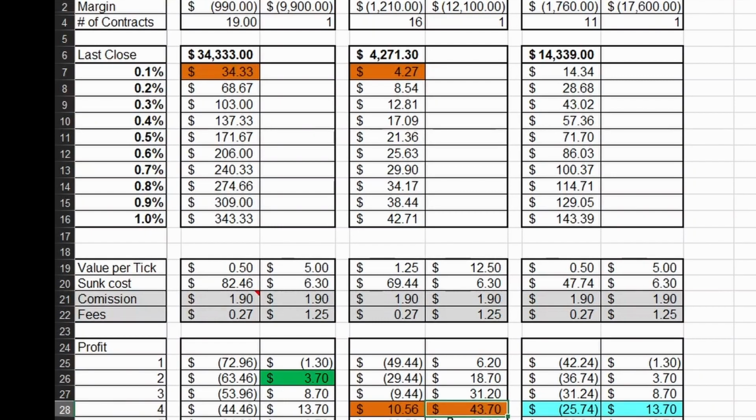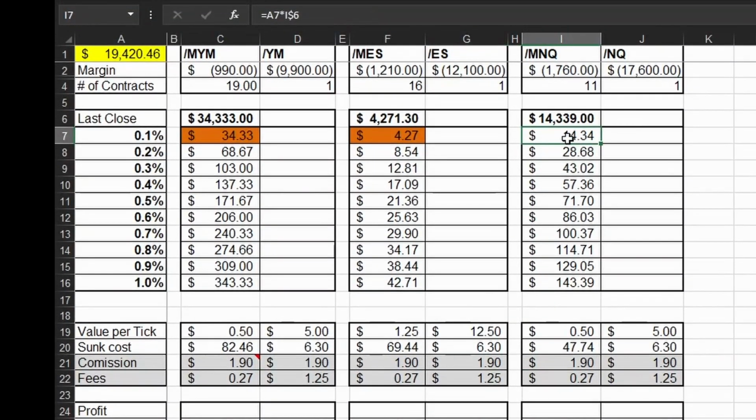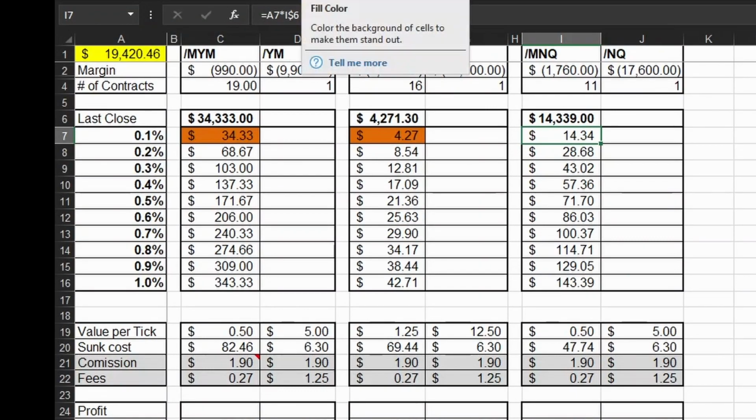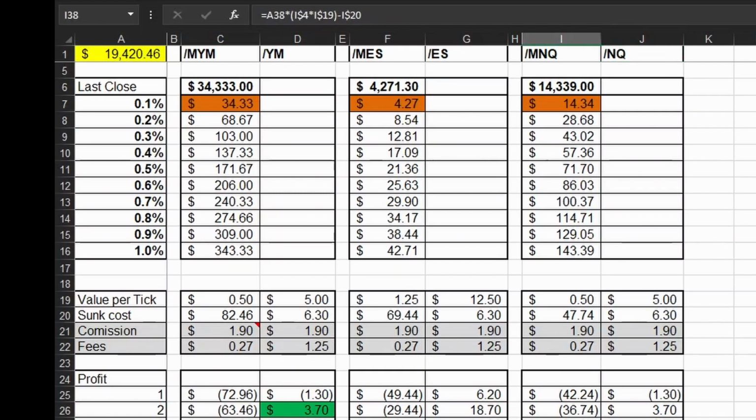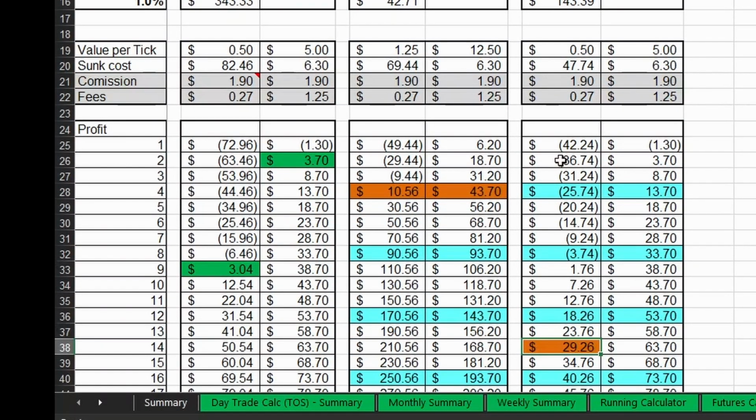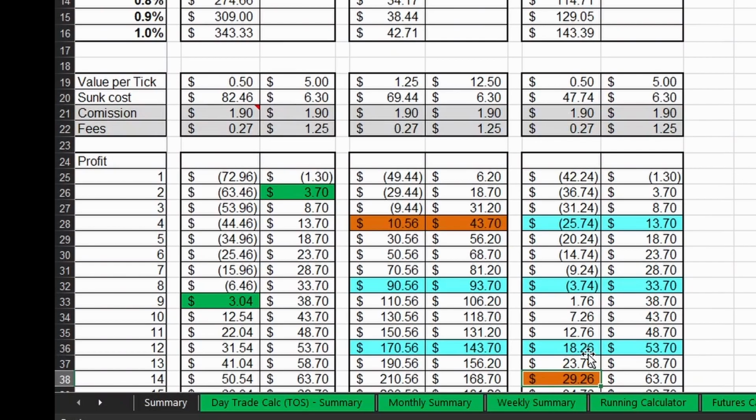So you can see that big of a difference between the two there. And then for the NASDAQ, for a 0.1% move, that's about 14.3 points. And essentially, with the cash that I have, I'm only able to afford 11 MNQ or 1 NQ. So for 14 points, you'd be able to make $29.26 for 11 contracts of the MNQ, and $63.70 for one contract of the NQ.